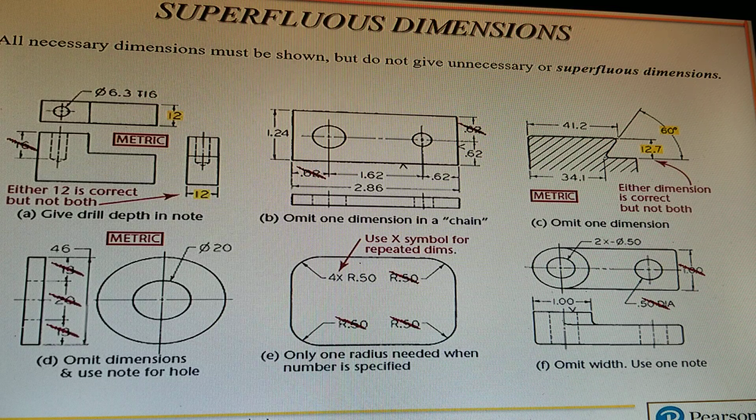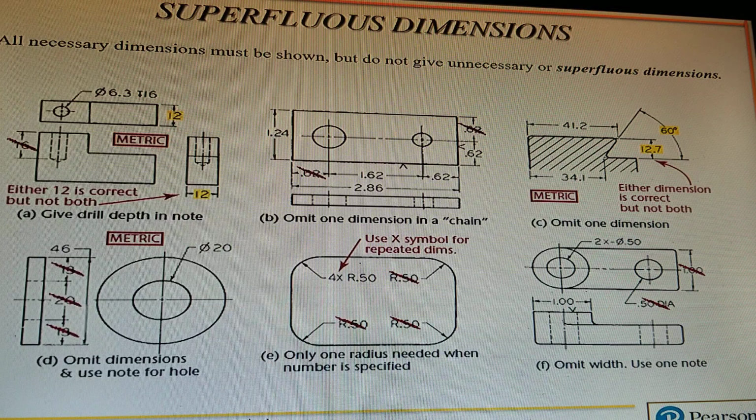In the middle there, E, you have some fillets or radiuses on the corners there. They're all the same thing. So you can leave 3 of those out and just make one note there. It says 4 times radius 0.50. And in F, let's see what they got there. Well, width, use one note.